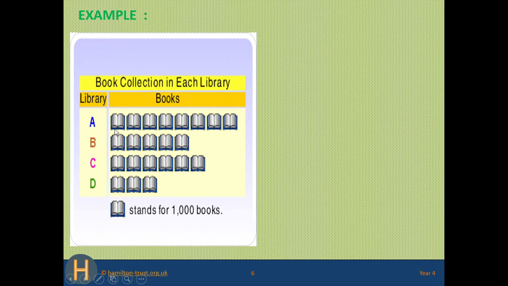So the number of books in library A is 8000. The number of books in library B is 1, 2, 3, 4, 5, 5000. The number of books in library C is 1, 2, 3, 4, 5, 6, 6000. And the last, in the library D is 3000. 3000 books. Okay?